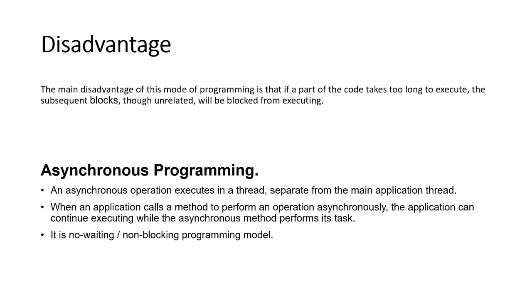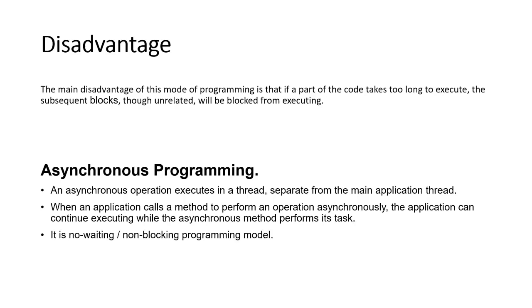And now moving on to asynchronous programming. An asynchronous operation executes in a thread which is actually separate from the main application thread. Put in simple terms, like what we said about synchronous code, an asynchronous programming operation is a no-waiting or non-blocking programming model. And what do we mean by this?